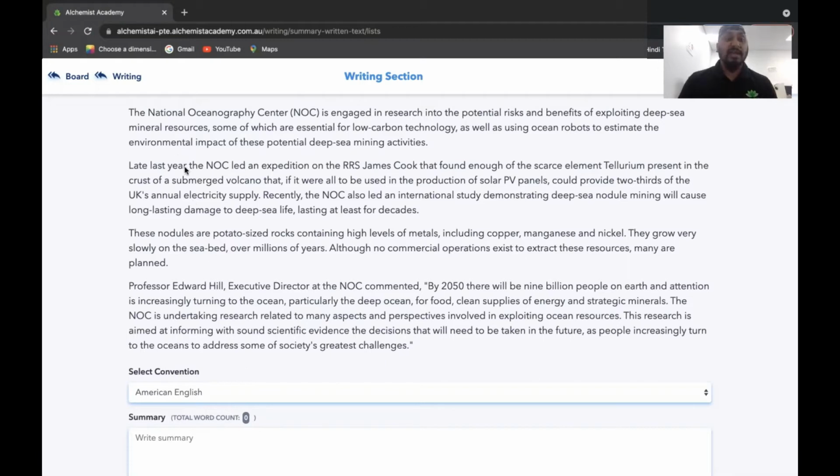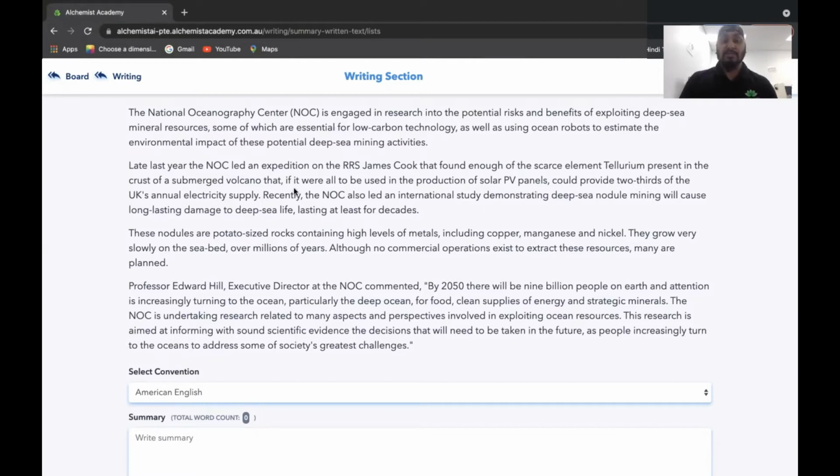So it says that the National Oceanography Center, NOC, is engaged in research into the potential risks and benefits of exploiting deep sea mineral resources, some of which are essential for low carbon technology, as well as using ocean robots to estimate the environmental impact of these potential deep sea mining activities. Okay, so they're extracting some minerals. All right. Last year, the NOC led an expedition on the RRS James Cook that found enough of the scarce element tellurium present in the crust of the submerged volcano that if it were all to be used in the production of solar PV panels, could provide two-thirds of the UK's annual electricity supply.